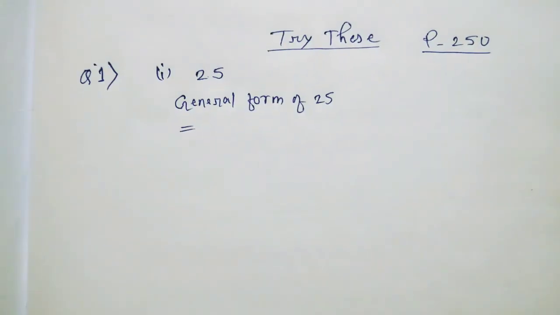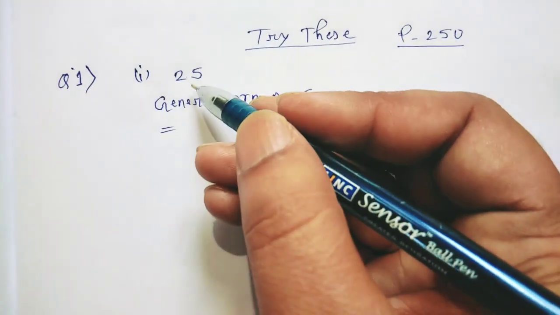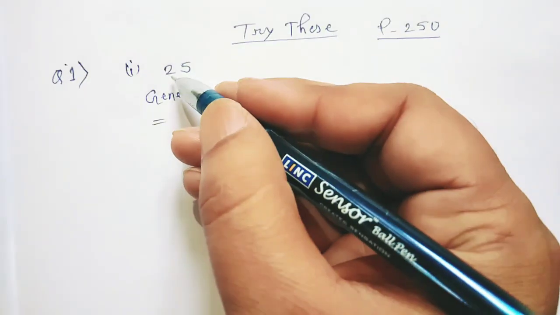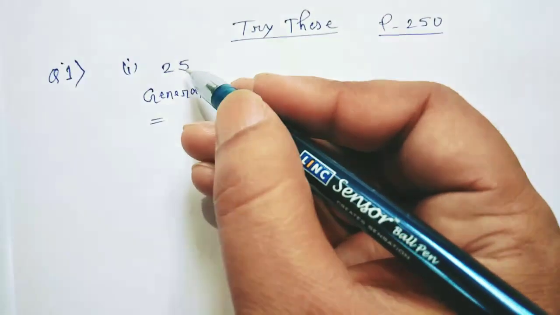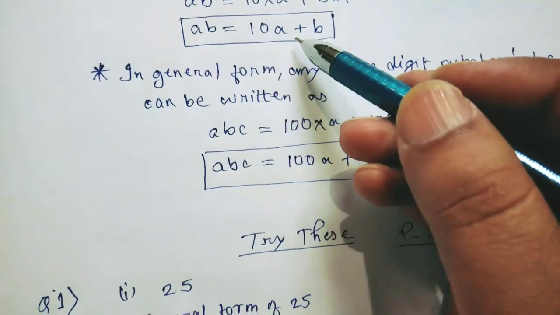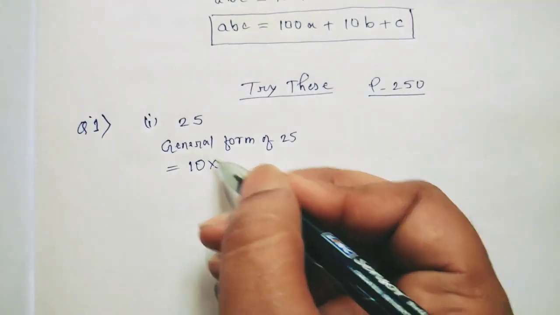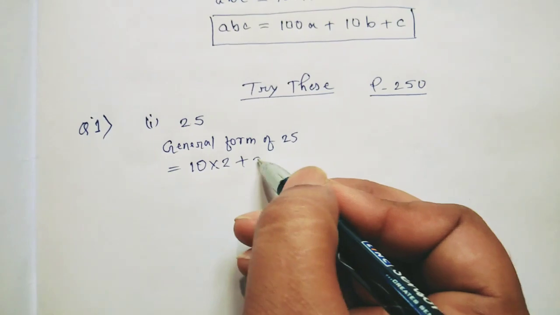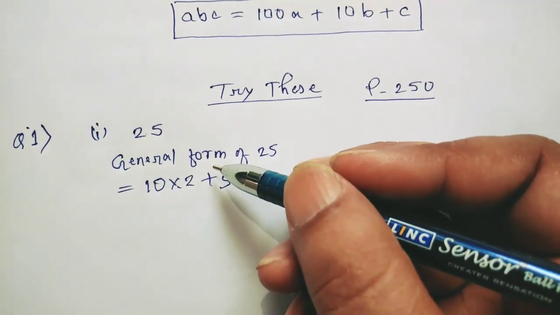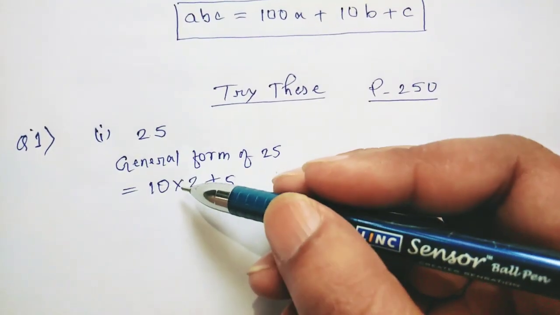Understood? So students, you can see here the try this page, number 250, question number 1. The general form of 25 will be what? 2 is in which place? It is in tens place, and 5 is in ones place. So what is the formula, what is the technique? It is 10A plus B. That means 10 into 2 plus 5. So this is the answer. In this way you have to write in general form. Understood? No need to multiply this 10 into 2. Leave it as it is. Okay.